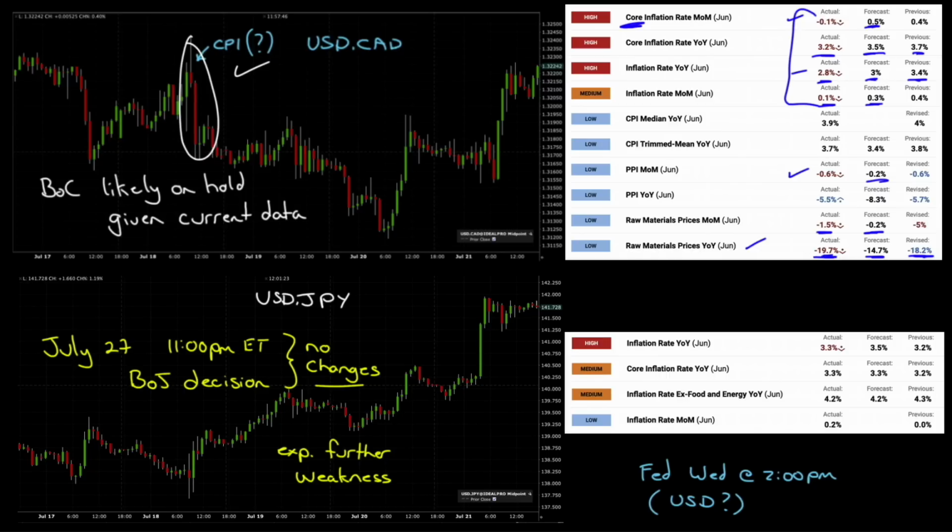I think the only thing you could pick on is to say, well, the trimmed mean came in higher than expected. That is taking out those prices that have fallen the most and those prices that have risen the most, and looking at the middle, that's 3.7. That might give you a better read. PPI year over year came in at a drop of 5.5%. The expectation was for negative 8.3. So these two things. But is that enough to outweigh all these larger amounts, especially with core inflation month over month showing deflation?